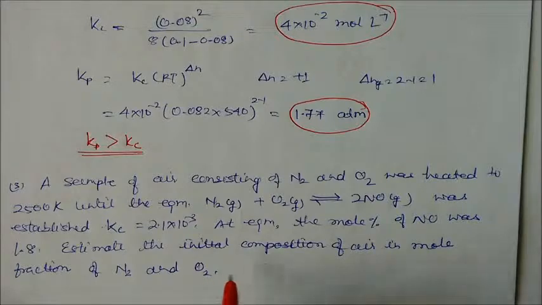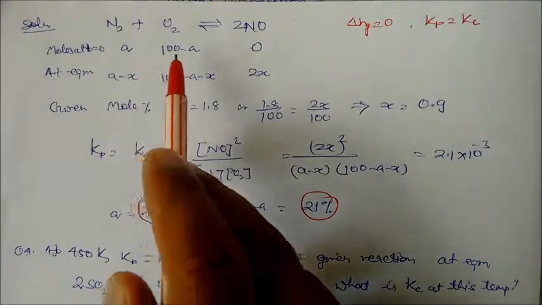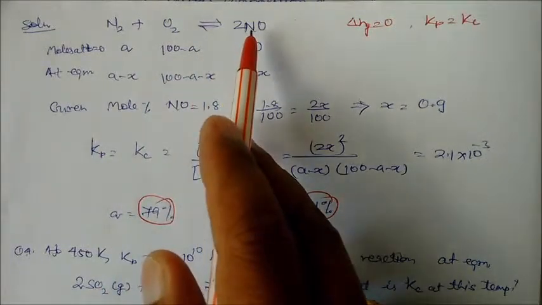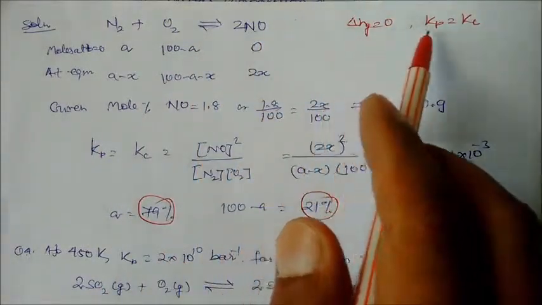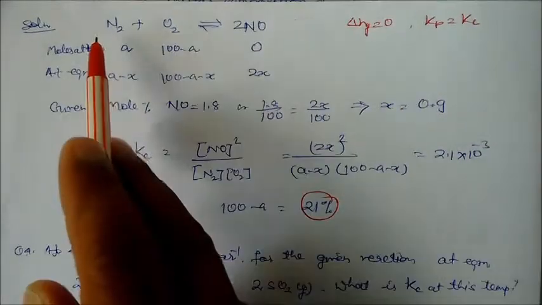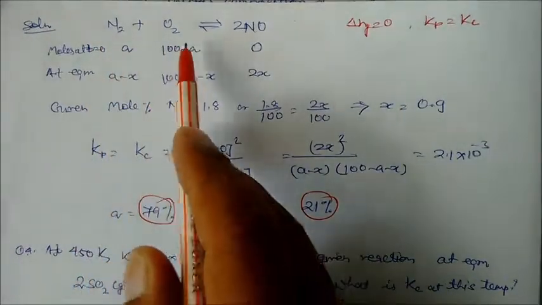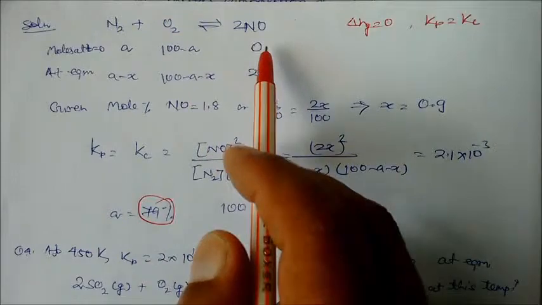So we have to find the composition of air. Yes, the mole fraction we have to find out. So let us see. N2 plus O2 will give you 2 molecules of nitric oxide. So here Δng is equal to 0, so Kp will be equal to Kc. Initially this is A moles, and in terms of percentage this will be 100 minus A. This will be 0.